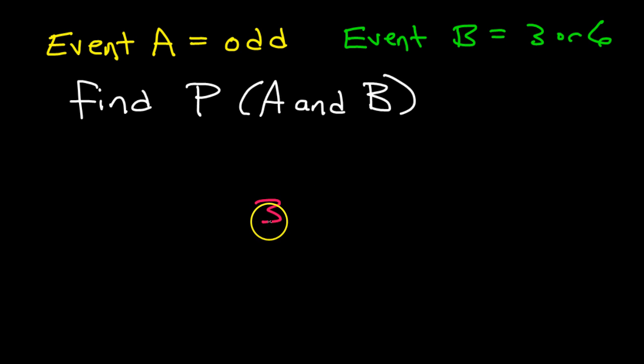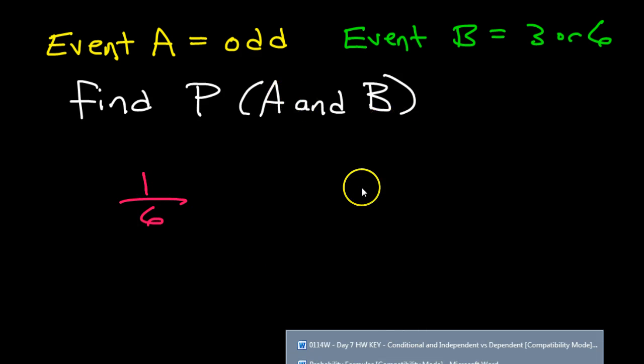So 3 is the only thing that they have in common. So basically, what's the probability of rolling a 3? Well, there's only the one 3, so we have 1 chance in 6. So 1 out of 6 is the probability of A and B happening at the same time, because it would have to be a 3 for that to be true. So what we just found was the probability of A and B.